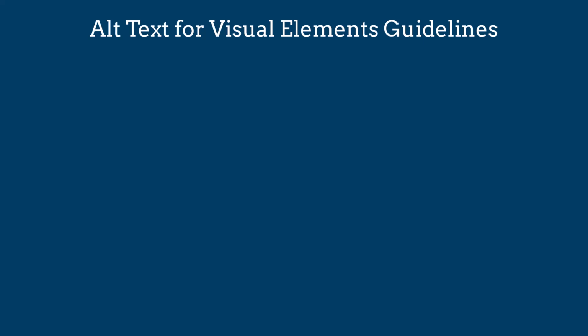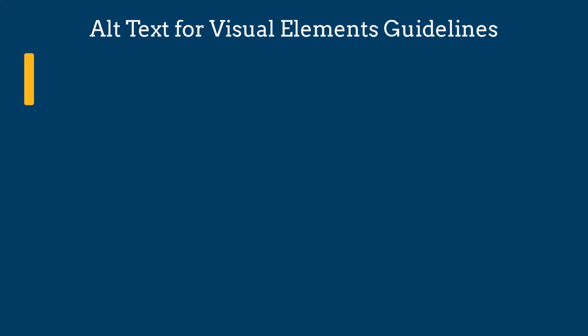Alternative text, or alt text, provides a description of visual or auditory elements on a screen. Since we will be focusing on multimedia accessibility in the future, this video is going to provide guidance for alt text for visual elements on a screen, specifically images and data tables.